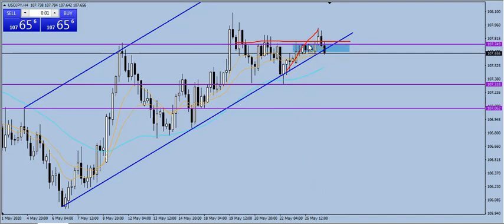So now what we would normally expect is a pullback to this channel support, where we can get a favorable entry for buy. Okay, so we expect a favorable entry for buy somewhere around here, but you can see that price is doing a much deeper retracement, which could actually be a break to the downside. We don't know yet. So what I'll be doing now is just watching this pair on the 4-hour time frame.